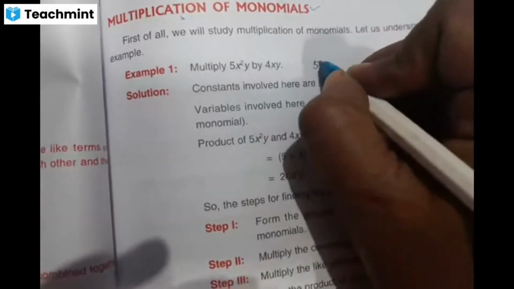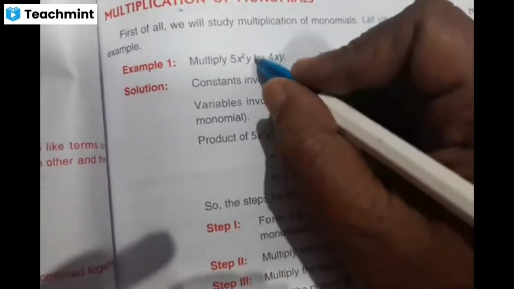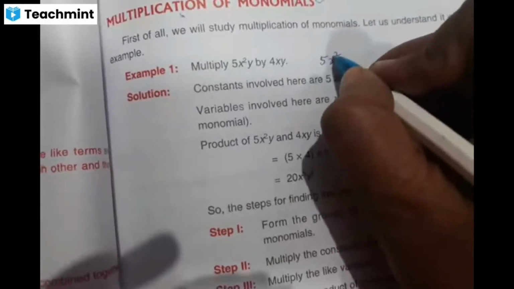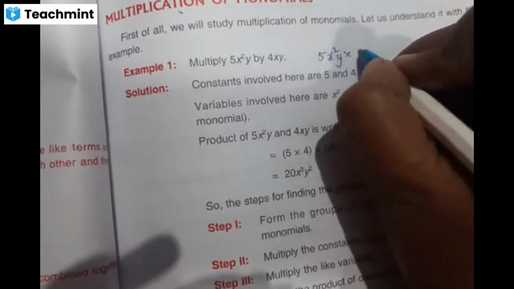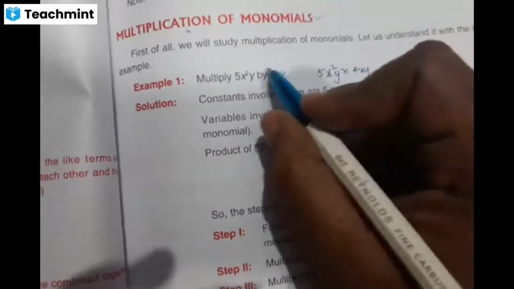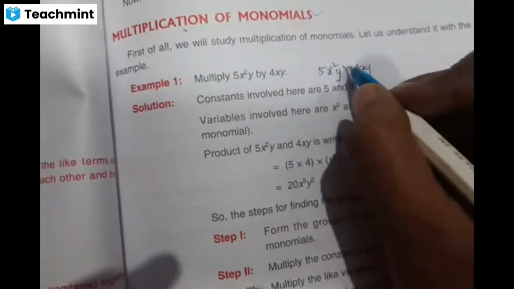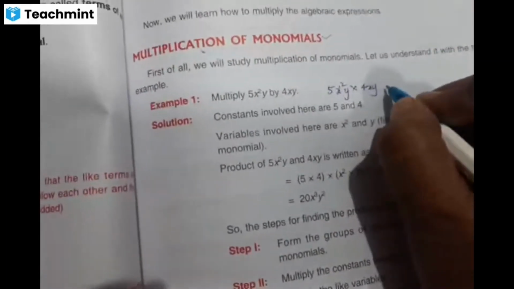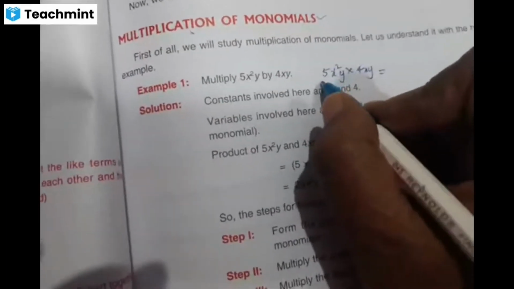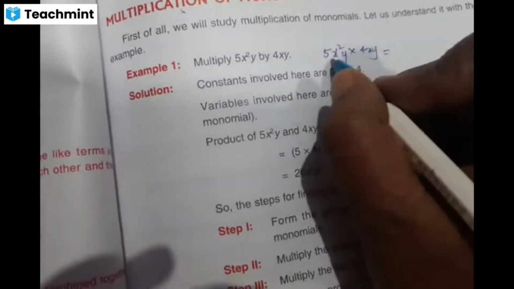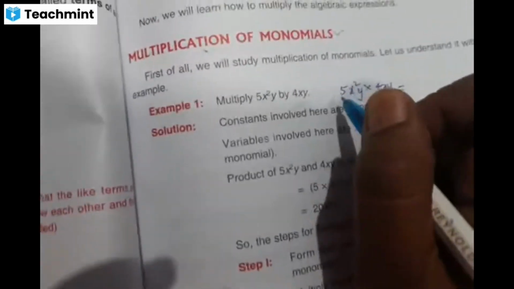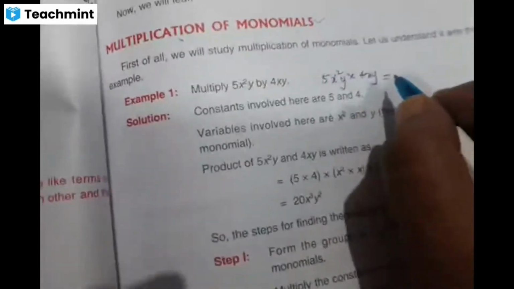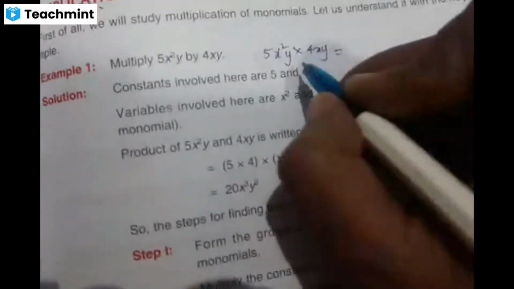How do you write by? If there is the word by, what do we do? 5x square y into 4xy. Instead of by, we are going to write into, because the question is that we have to multiply. Now, how do we multiply, children? You already know what constants are and what variables are. We have to multiply the constants and variables separately. All of you concentrate here, children.